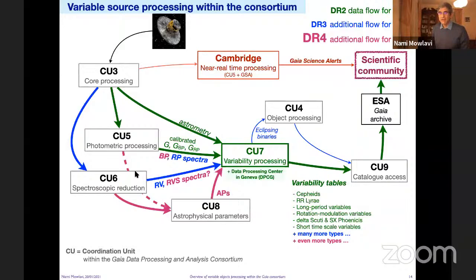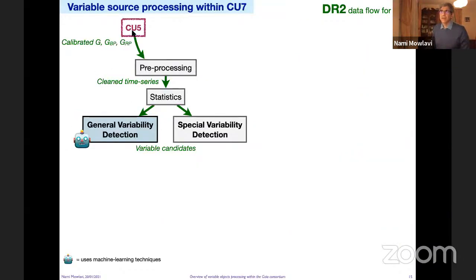Within the CU7 now, let's go in the CU7. We have data coming from CU5. I show here the example of data release 2, where we have a basic pre-processing of the time series, some statistics which are computed on the time series. And then we have a first big box of general variability detection, which uses machine learning techniques. In DR2, that was mainly a random forest to identify variables in contrast to constant stars. And we also have a special variability detection module, which goes beyond and for some specific types, goes directly to the initial time series to identify the variables.